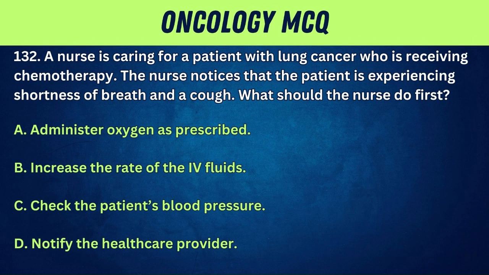132. A nurse is caring for a patient with lung cancer who is receiving chemotherapy. The nurse notices that the patient is experiencing shortness of breath and a cough. What should the nurse do first? A. Administer oxygen as prescribed. B. Increase the rate of the IV fluids. C. Check the patient's blood pressure. D. Notify the healthcare provider.